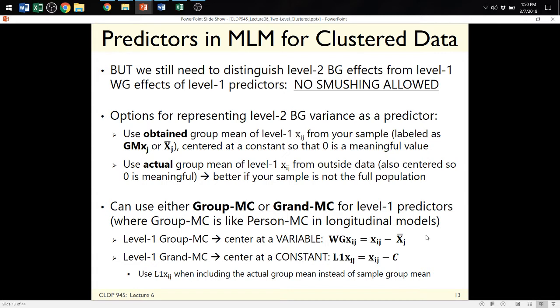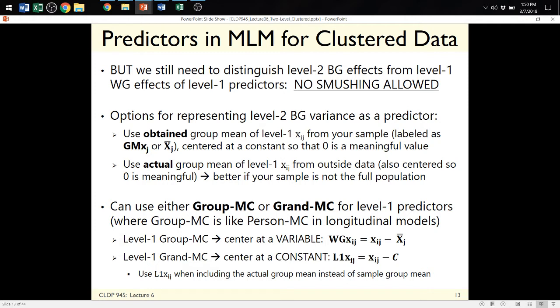Level 1 then. Level 1 in this case is people, and then you have your choices here. You can center at a variable, which is called group mean centering, and that is the term that you will see in papers that use this, where your original level 1 predictor has the group mean subtracted off of it, such that it becomes purely level 1, purely within, and that's the only kind of effect it can have in the model. Or you can take your original level 1 predictor and subtract a constant, or leave it uncentered, because you can subtract 0 as your constant, right? And in that case, you have not removed any variance of any kind. You've just shifted the scale.